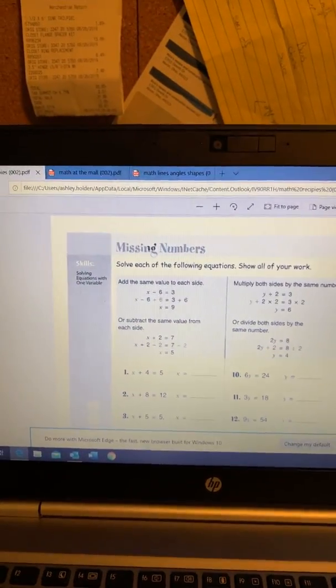So we're doing the math recipes, the math of the mall, and the lines, angles, and shapes packets. So just a few things I wanted to go over. I'm going to show you guys my screen on my computer. On the math recipes packet, the first page is all one-step equations, which we've gone over several times. So it should all be review for you. But I just wanted to go over one thing.